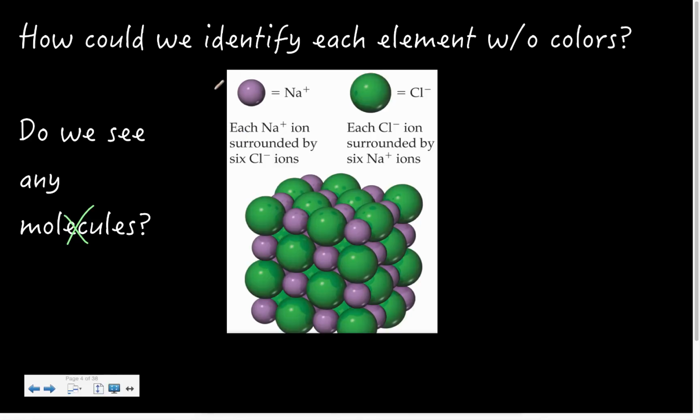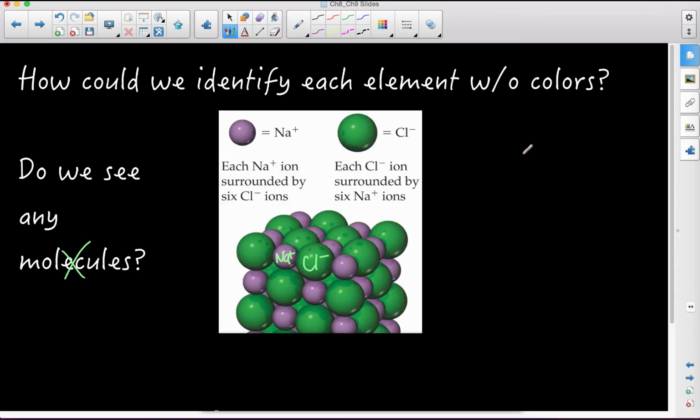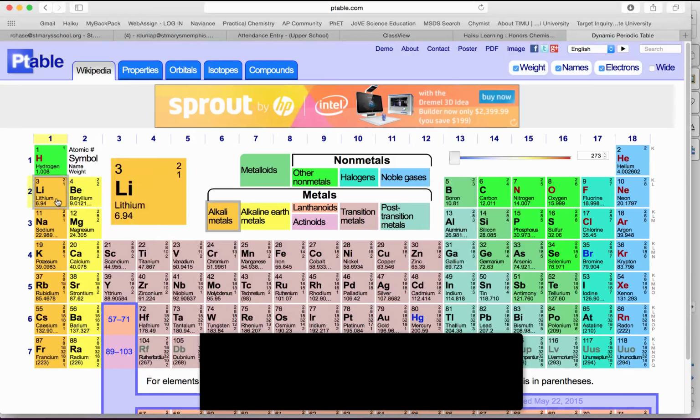How could we identify each element without color? So here they have a nice color coding for us, but even if you weren't given that, you should be able to tell me that these are my sodiums and these are my chlorides. Why? That goes back to our periodic table and our trends. If we look at a periodic table really quickly, we see that sodium and chlorine are actually in the same period. So then you might think to yourself, why is this peculiar?